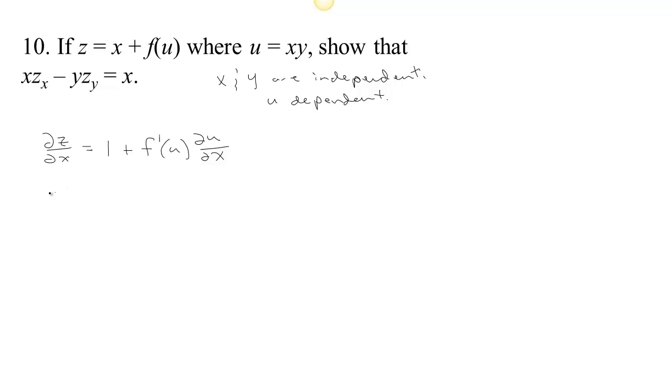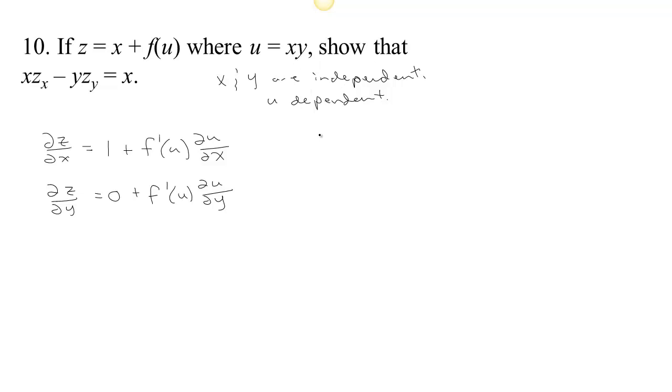Okay, we get something similar if we take the derivative of z with respect to y. Since x and y are independent, the derivative of x with respect to y is 0, and the derivative of this with respect to y would be the derivative of the outside function evaluated at the inside function times the derivative of the inside function with respect to y. So what we've got to do is figure out what's the relationship between du dx and du dy, and we can get that from our constraint here.